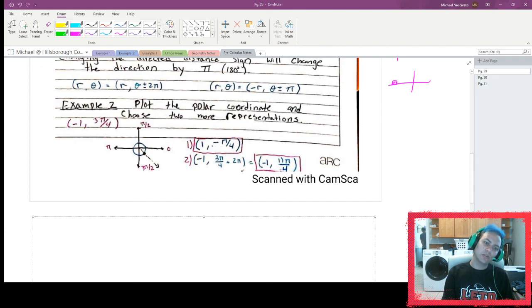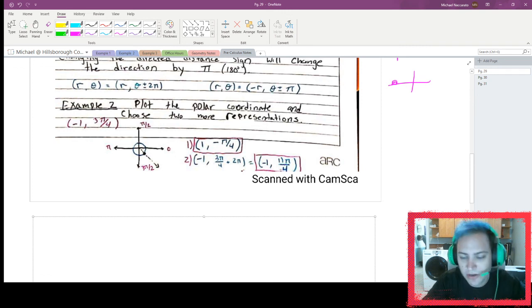So you can see the first rendition was that I changed the sign and subtracted 1 pi from it. And you can see the second rendition, I kept the sign the same and added 2 pi to it to get 11 pi over 4. So both those work. So let me know if you have any questions on that.